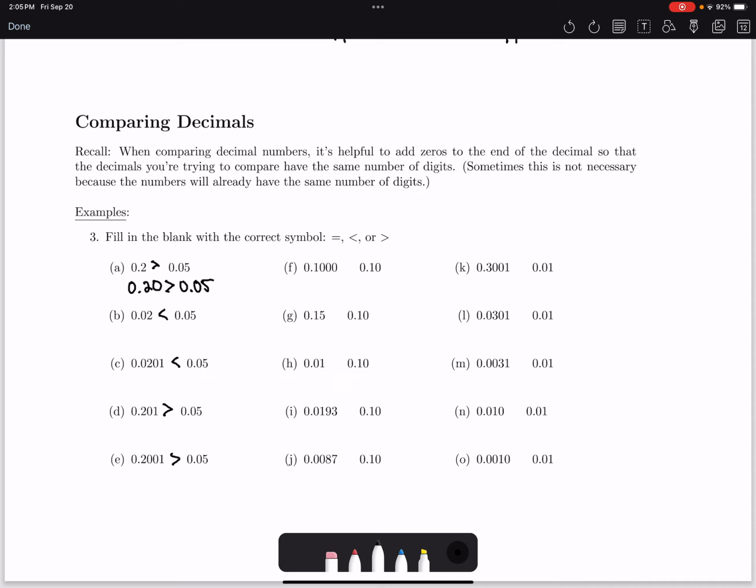Looking at part F, 0.1000 is the same thing as 0.10. 0.15 is bigger than 0.10. 0.01 is less than 0.10. And 0.0193 is also less than 0.10. Okay? 0.0087 is also less than 0.10. Okay, moving up to part K. This is greater than, still greater than, less than, equal to, and less than.